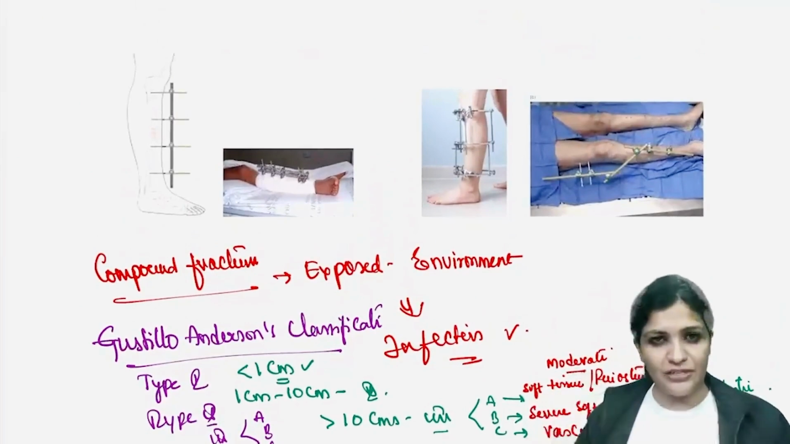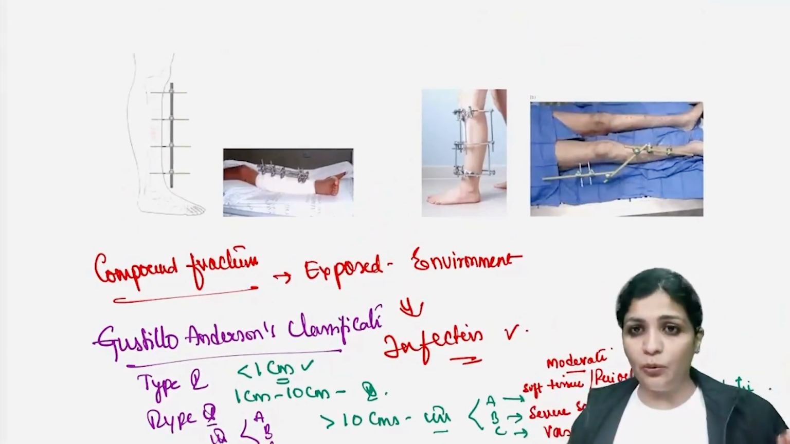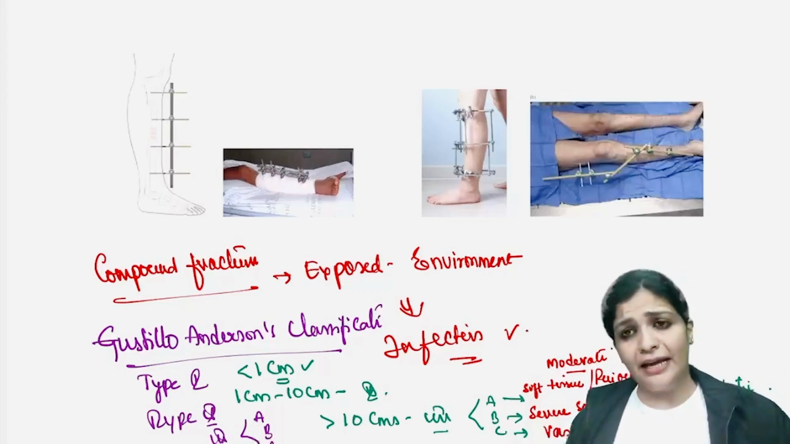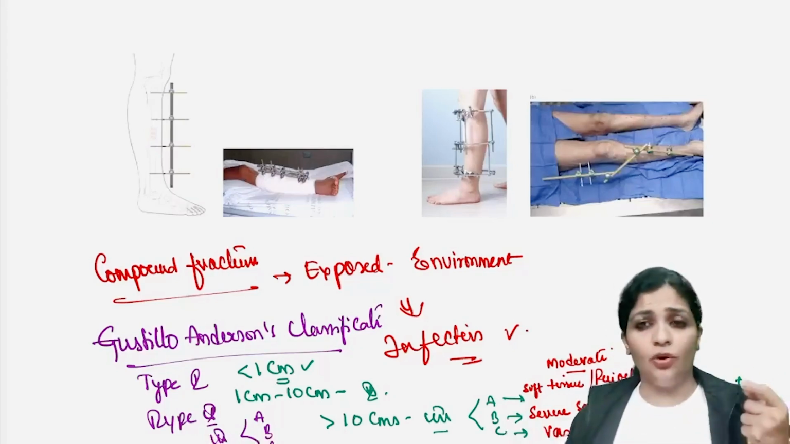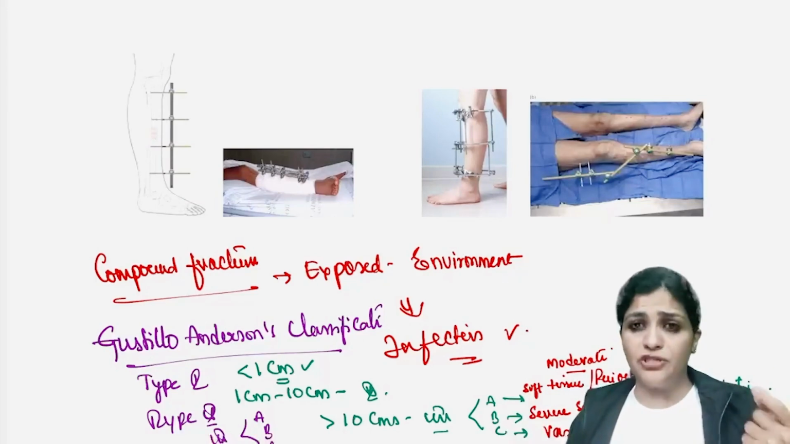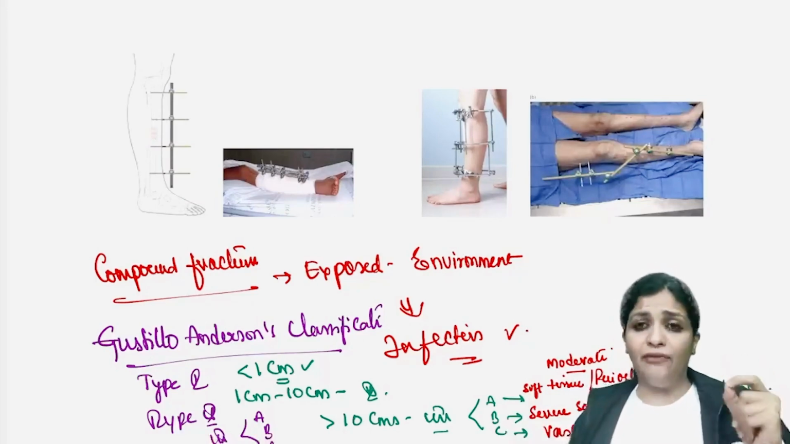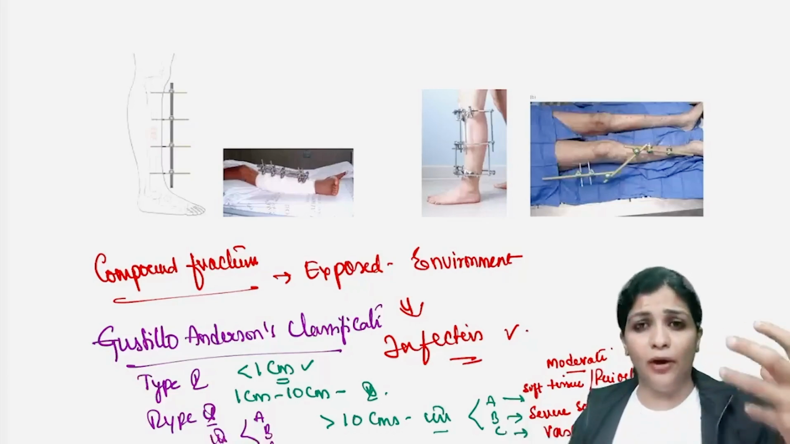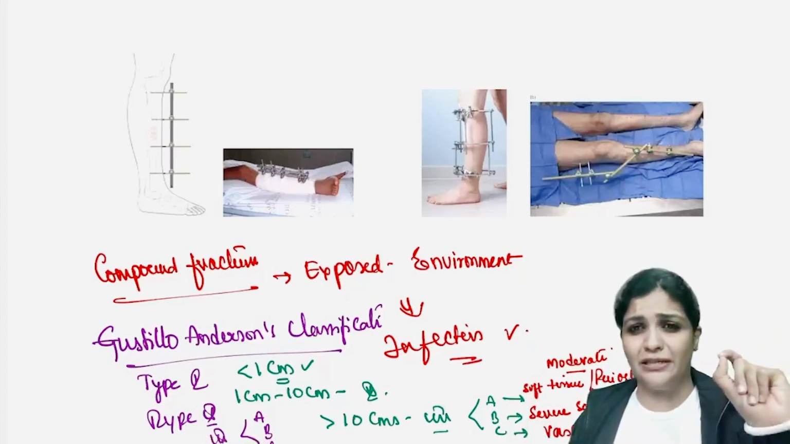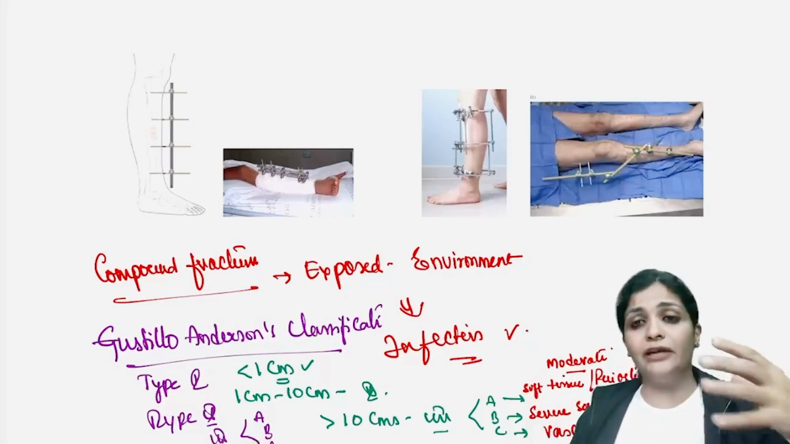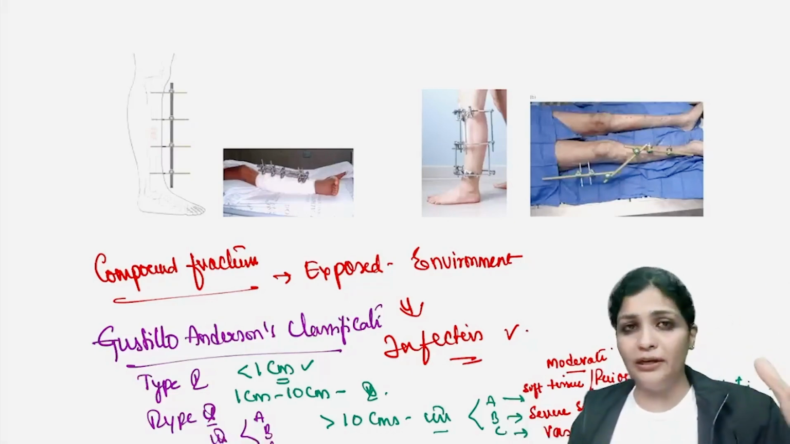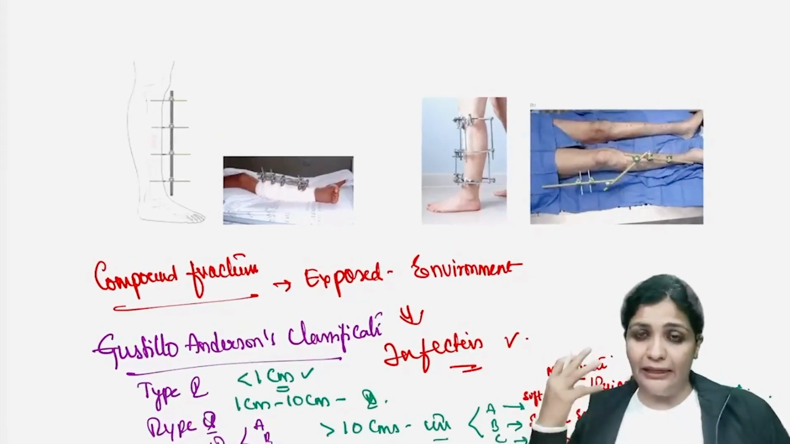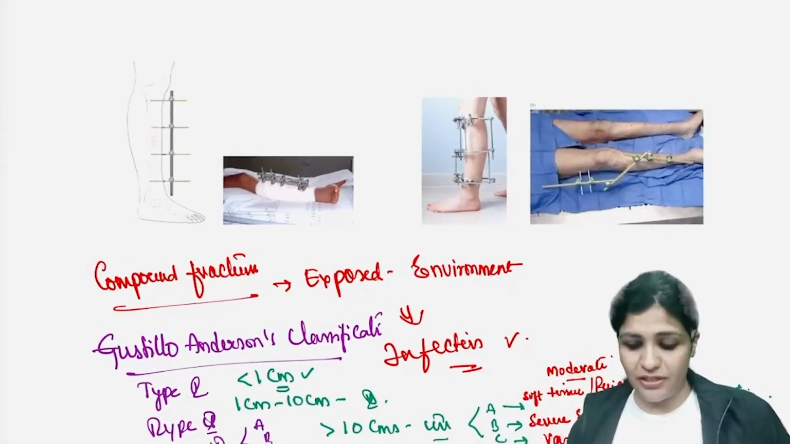So Gustilo-Anderson classification, 3 types, type 1, 2 and 3. Type 1 is less than 1 centimeter, which you can treat like a normal fracture, right? It is very minor, just a point, or just less than 1 centimeter, very minimal, where you can give a thorough wash and you can fix it like a normal closed fracture. So why are we reading so much about these compound fractures?